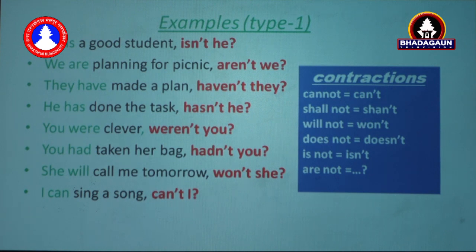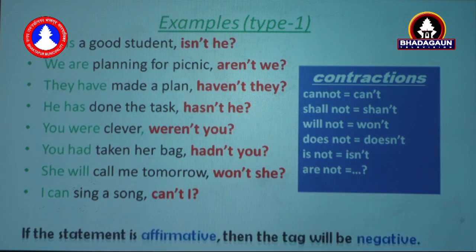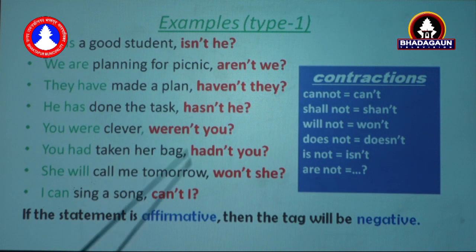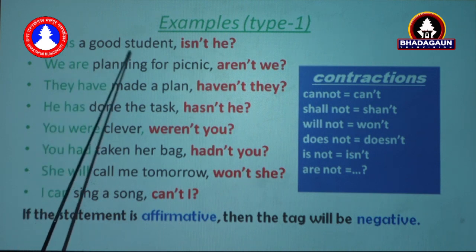Mainly we use the contracted form. You use the contraction of these negative words in the tag. Generally we use them; you can see the examples there. All are contracted forms. So next, the second point. Now see the next. From observing these examples, we come to the conclusion that if the statement is affirmative, then the tag will be negative.